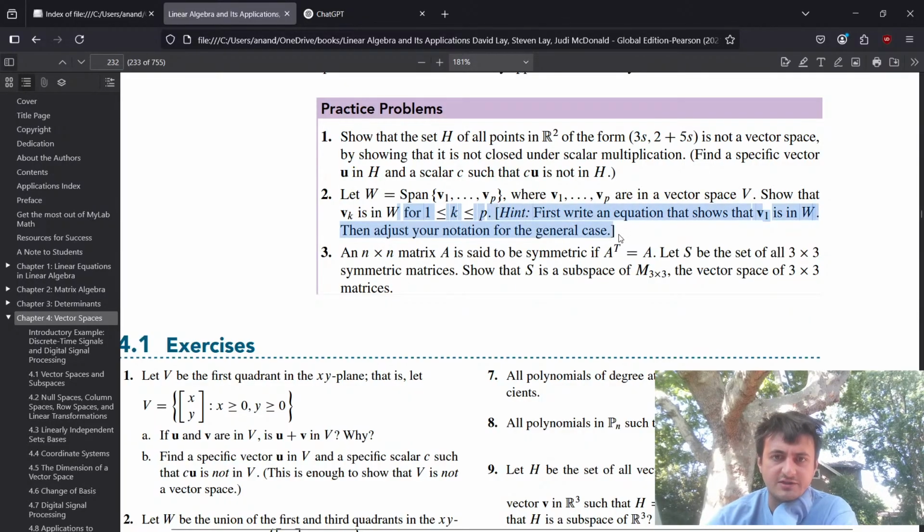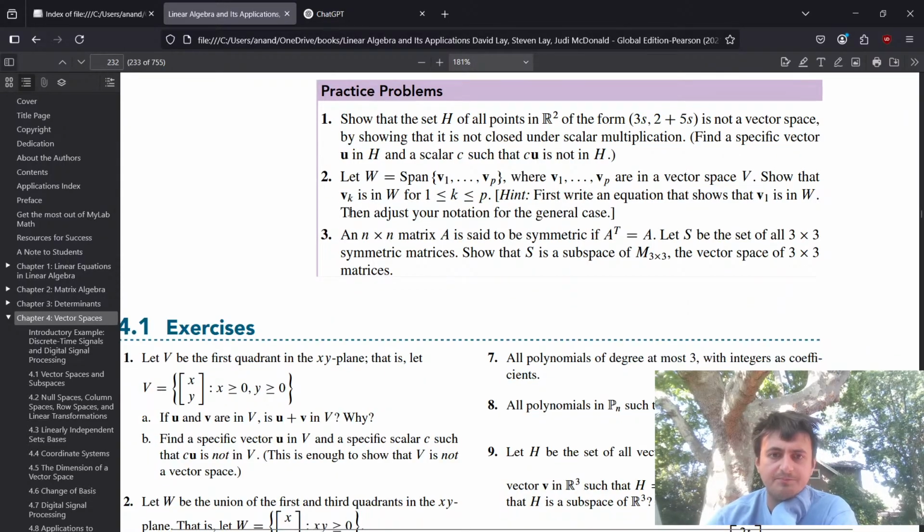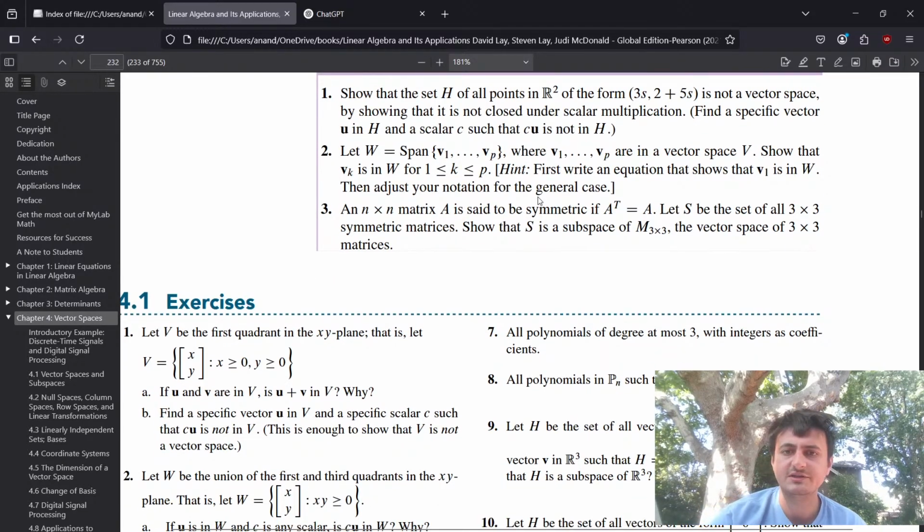This is obvious. You just take the coefficient for each vk equal to 1 for k and 0 for all others not equal to k. So this one I don't even need to write down. It's just so obvious, right?